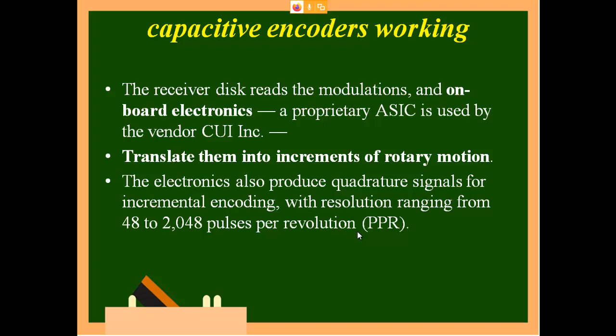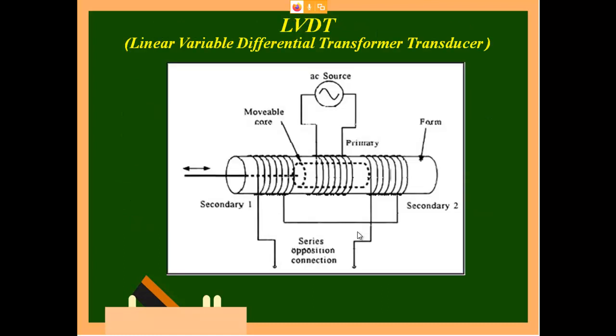So which is the higher resolution, 8 bit or 16 bit? Obviously the answer is 16 bit, because the same 360 degrees, initially you divide by 8, now you divide by 16 parts. So if the number of parts increases, a small change in rotation can also be identified. That is why we say resolution increases. Next comes your LVDT.